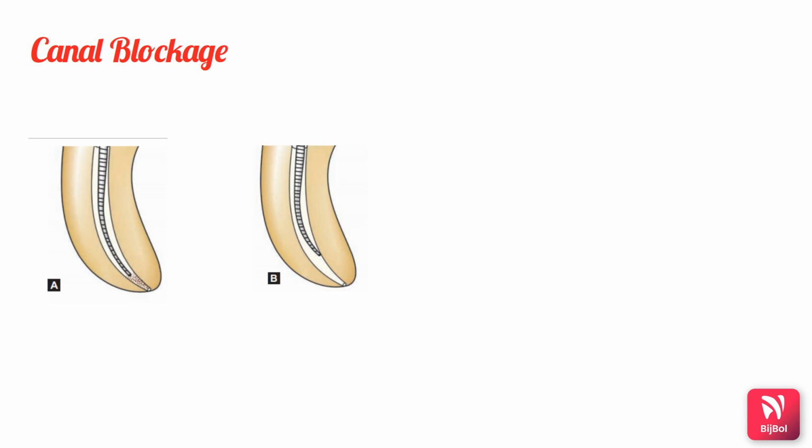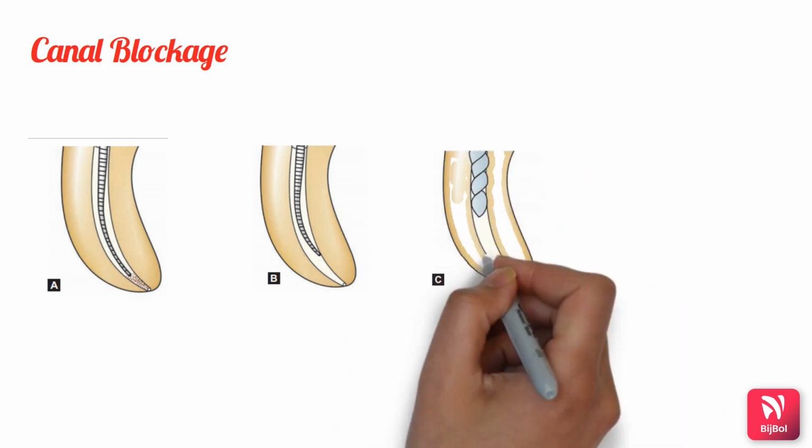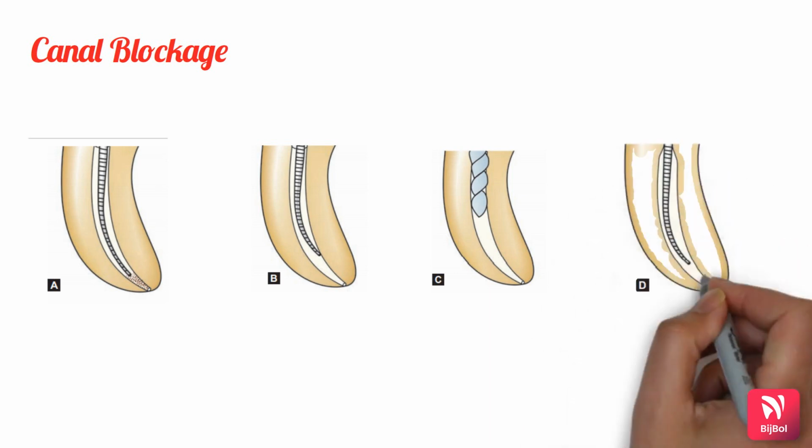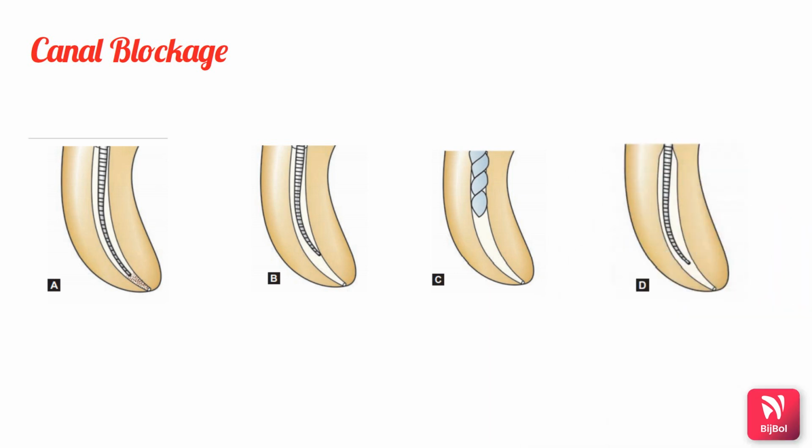So how do we treat it? If canal blockage occurs, place a small amount of EDTA lubricant on a fine instrument, introduce it into the canal, and use a gentle watch winding motion along with copious irrigation to remove the dentinal chips.